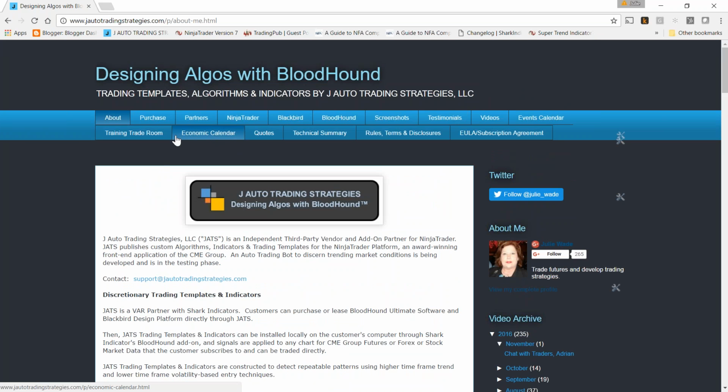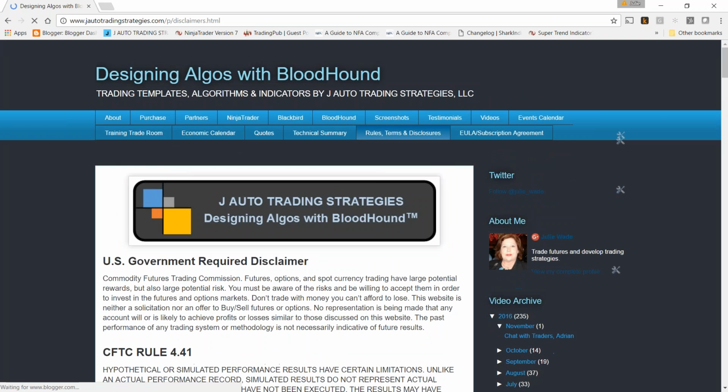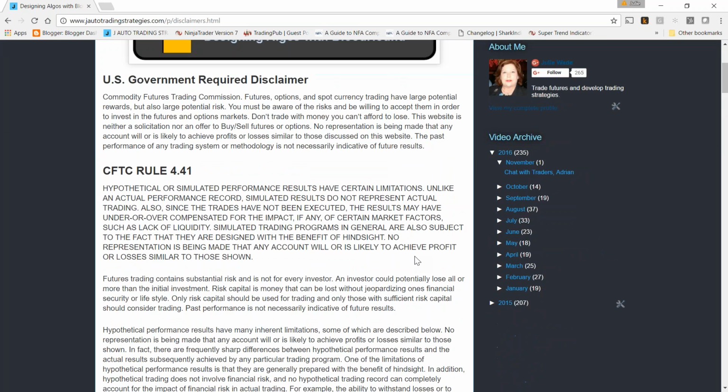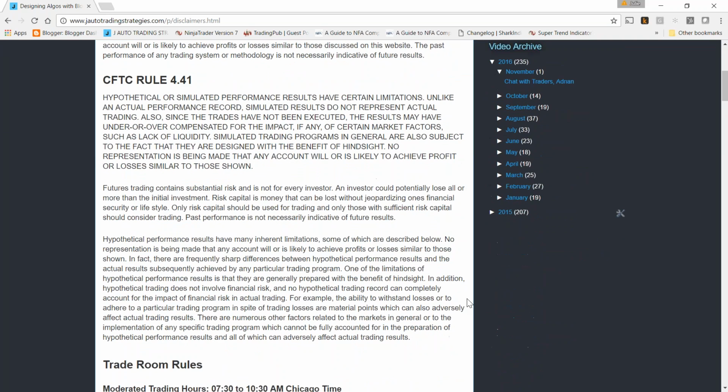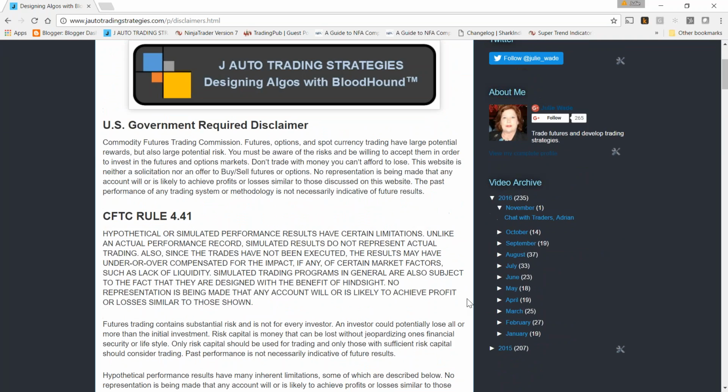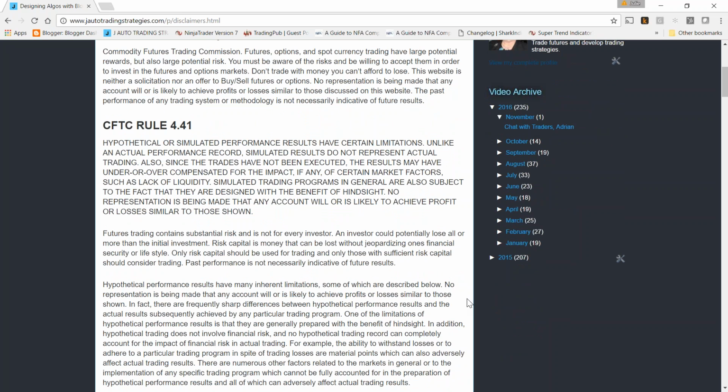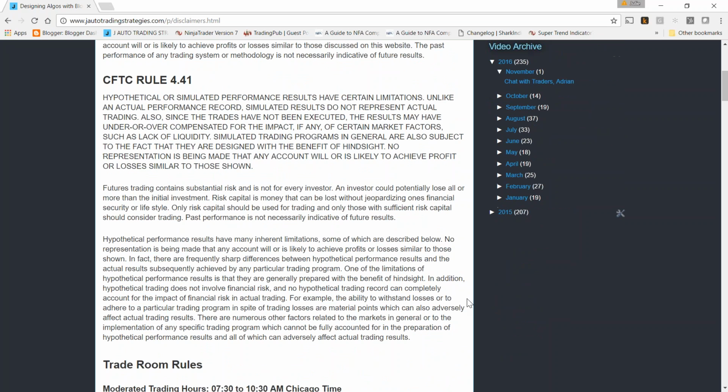So let's look at the disclosures first on the website. Before trading my strategy or anyone's strategy, be sure to be aware that there are disclaimers about futures trading being extremely risky, and the hypothetical performance disclosure, that are stated on the website.